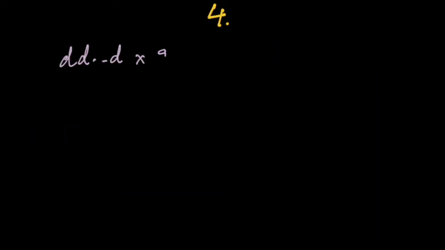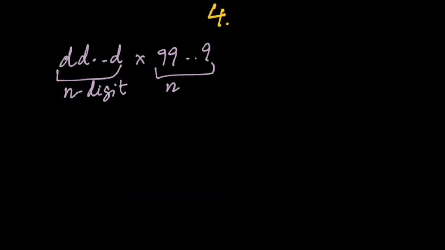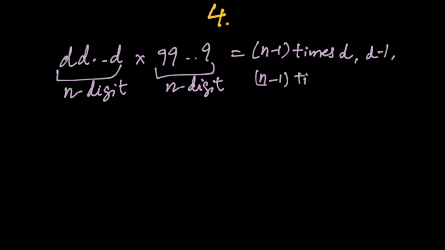Fourth type. Here there are two n-digit numbers where one number is all 9s and the other number has the same digits. So d, n times, and 999, n times. Here the answer is of the form: we put d, n minus 1 times, then we put d minus 1, then we put 9 minus d, n minus 1 times, and then we put 10 minus d.